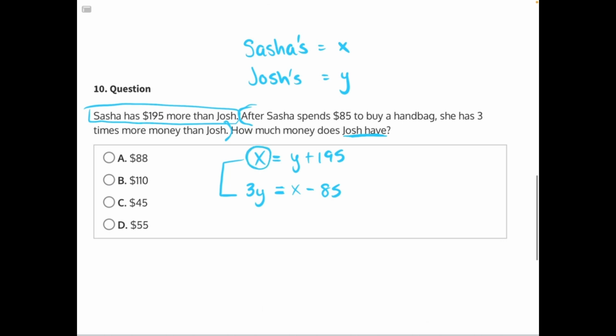And then you can substitute this entire chunk of information for x. So we can substitute all of that in for this x in the second equation and use it to solve for y. That way we don't have 2 different variables in the same equation. I'll show you what it looks like.